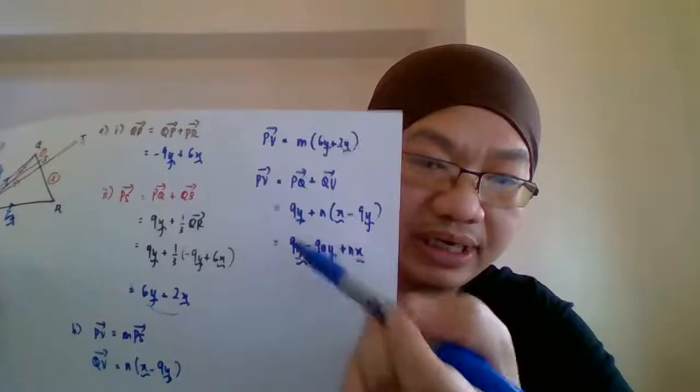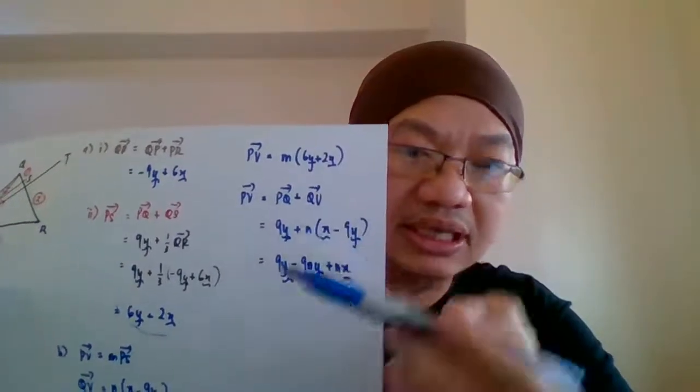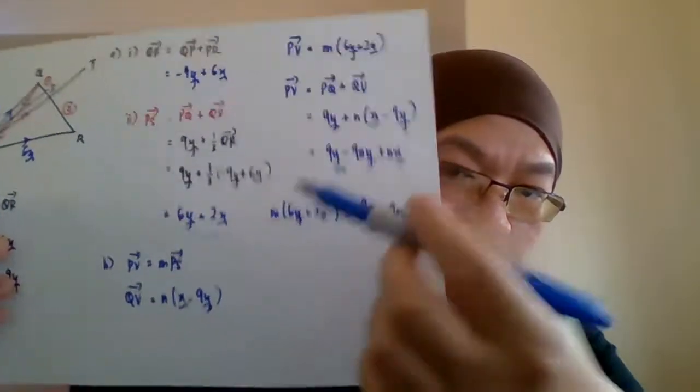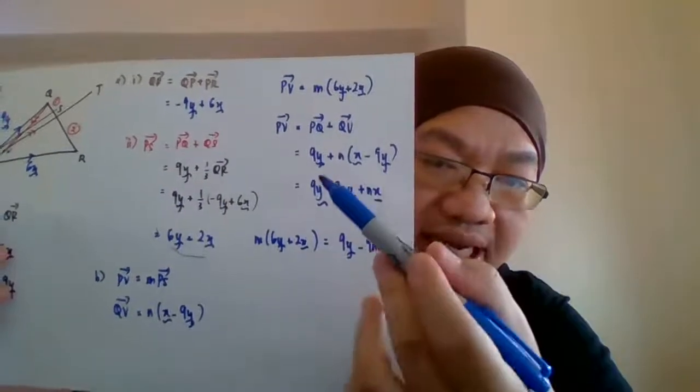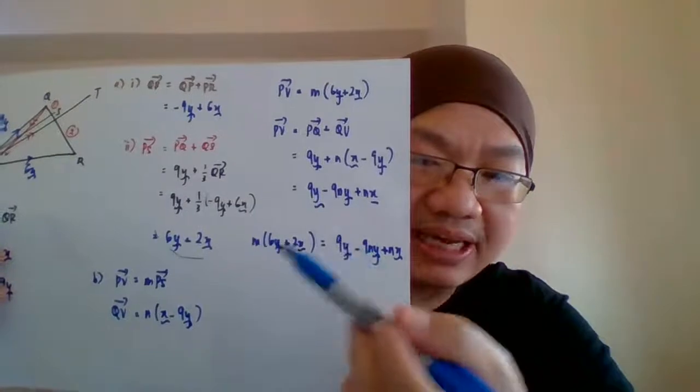So since this PV equals to this PV, both of these answers are equal. So we just put side by side. So it will become 6My plus 2x equals to 9y minus 9ny plus nx. It becomes like this because the first PV here equals to the second PV that we obtained just now. So just compare side by side.